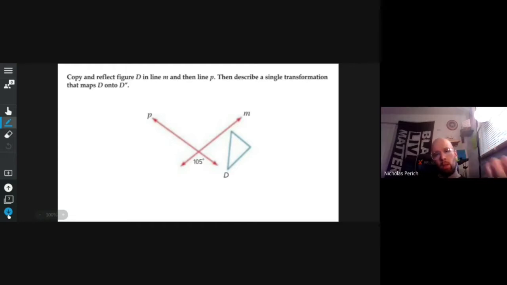Here, what I'm going to do is take that original shape and reflect it over M, and then take that shape and reflect it over P. The best thing to do is tilt your head a little bit so it looks like M is dead on. I don't want to rotate my computer though, but this is going to happen about there, and that is going to happen about there.